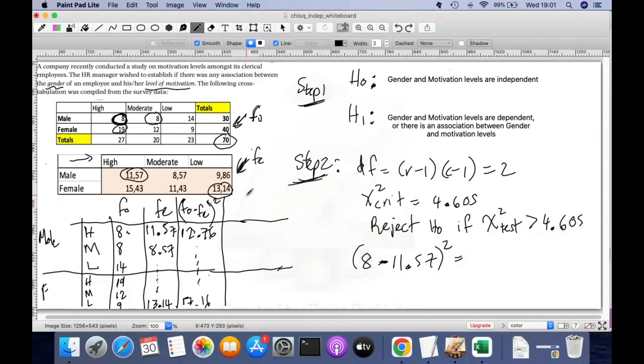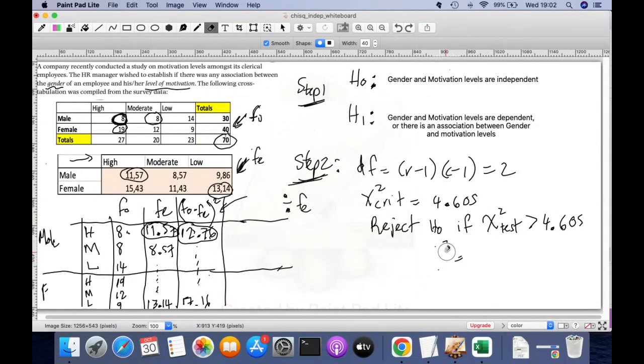All I'm going to do is take whatever I got in the previous column and divide it by FE. I'm going to take everything from this previous column and divide it by FE. So this 12.76, I'm going to divide by the FE value in the same row, 11.57. So let's write that here. I'm taking 12.76 divided by 11.57.